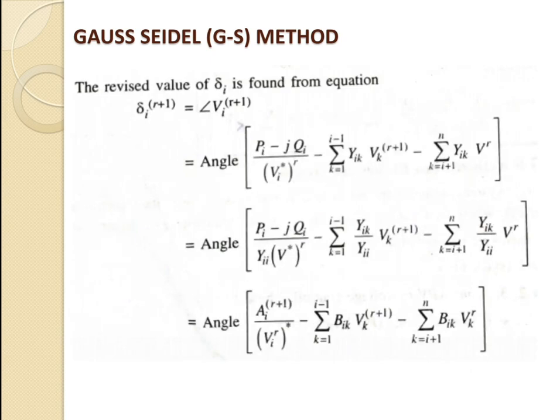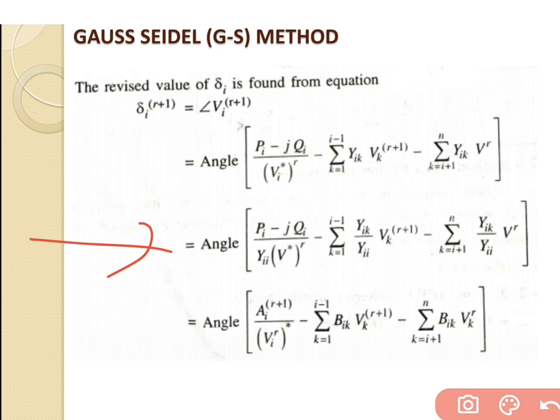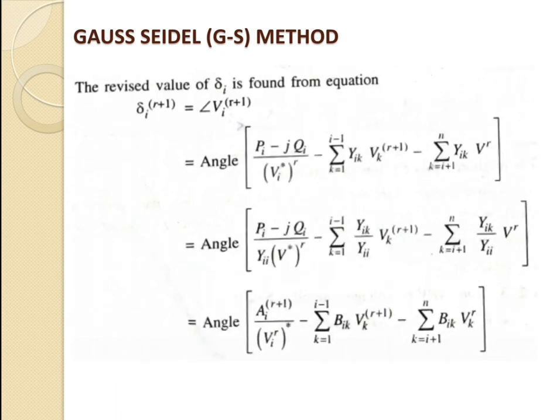Again, this is the equation for the Gauss-Seidel method, which we already got in the previous theory. That is equal to the angle of Pi minus jQi divided by Yii, V raised to star, raised to r, minus summation of k is equal to 1 to i minus 1 Yik divided by Yii, Vk raised to r plus 1, minus summation of k is equal to i plus 1 to n Yik divided by Yii into V raised to star. So from that we will get three parameters.